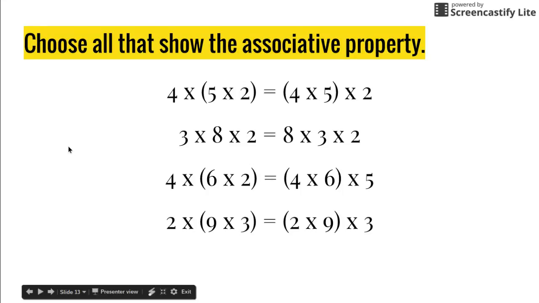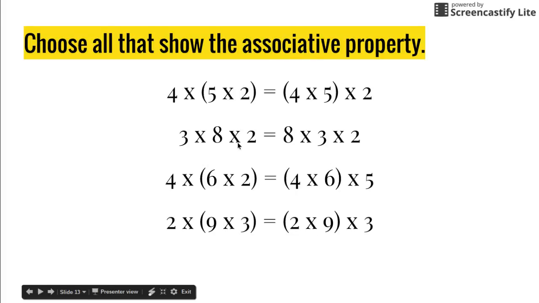So I'm going to go through these one by one, and I'm going to go through my success criteria as I go. Are the digits in the same sequential order? 4, 5, 2, 4, 5, 2. Are the operations all multiplication? And is there a shift in parentheses? I can say yes to all of those things. So this is an example of the associative property.